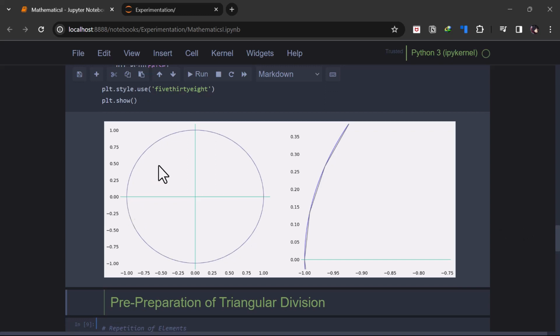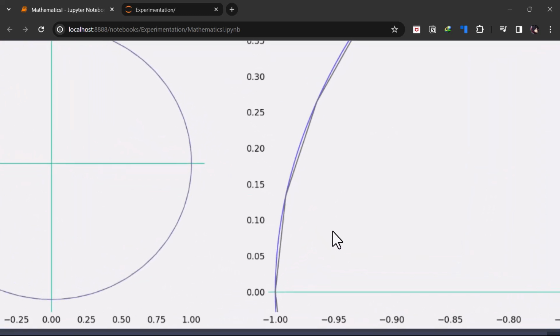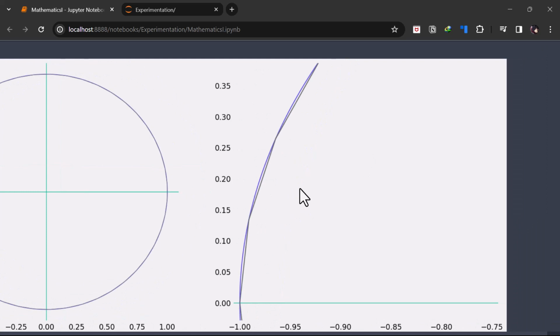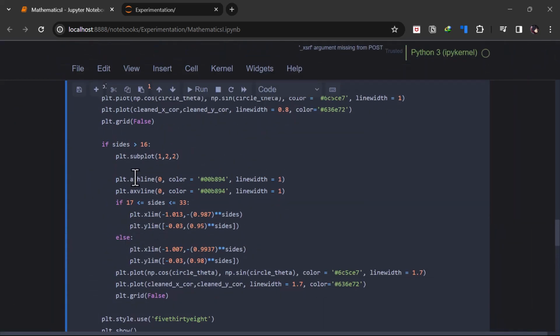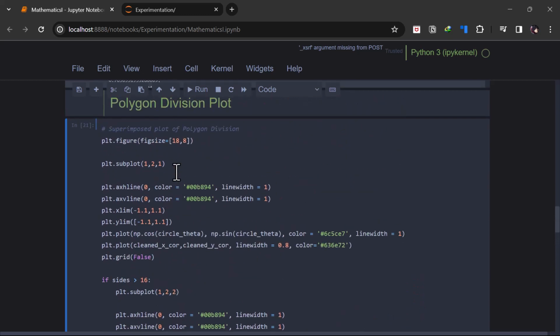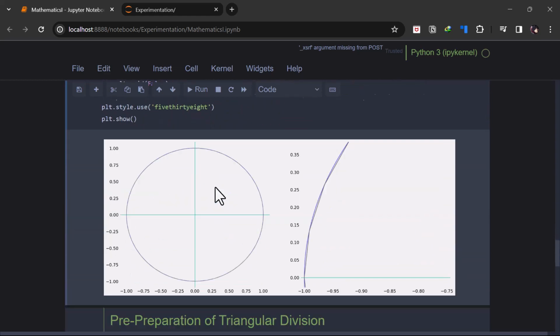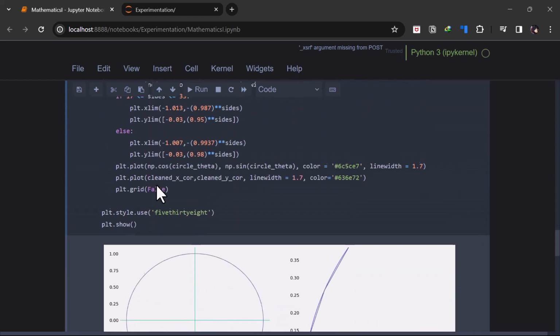As you can see, in this particular case you cannot even distinguish between the polygon and the circle. But in this case, you can see a very fine distinction. The nuance between the polygon and the circle is actually very fine. That's why I have made this subplot function if the sides are greater than 16. But that is not what we were discussing in this video. Our main discussion was to make a regular polygon inside a unit circle, and that's what we have done.